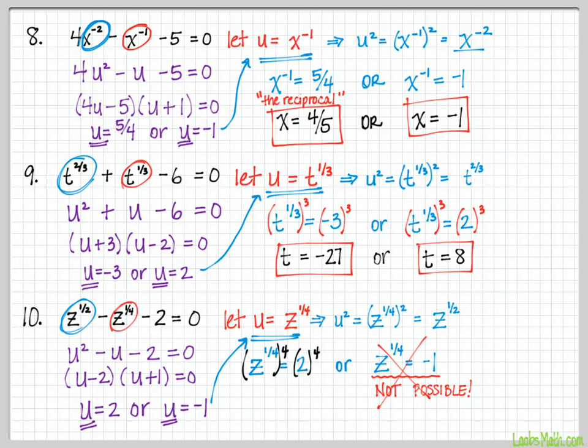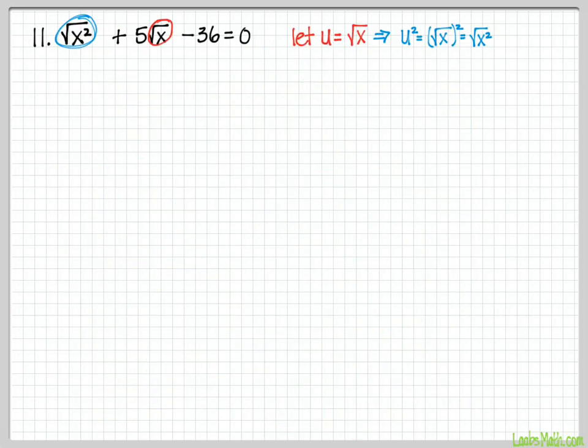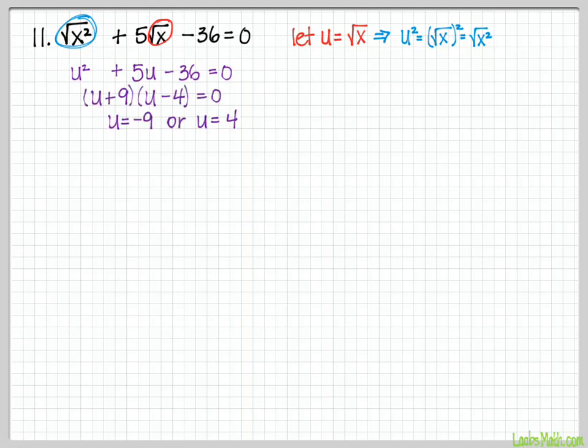And so we've got only the other problem, and we've got z to the 1/4. We raise it to the 4th power, and so z equals 16. And that's the only solution to problem number 10. Z equals 16. Number 11, we do our u substitution. It's factorable. We solve for u, and then we plug it back in with our square root of x.